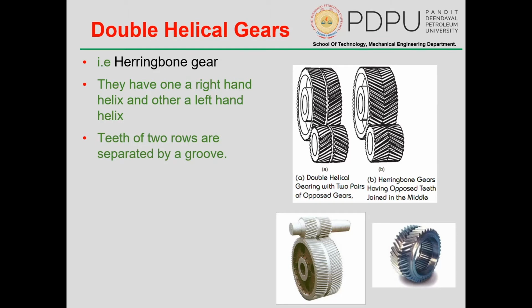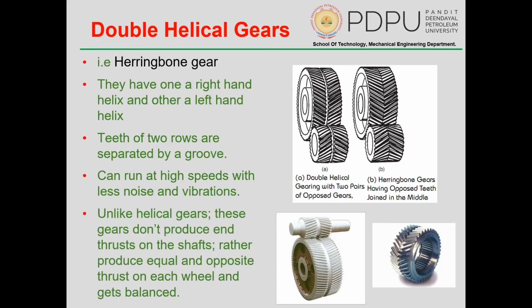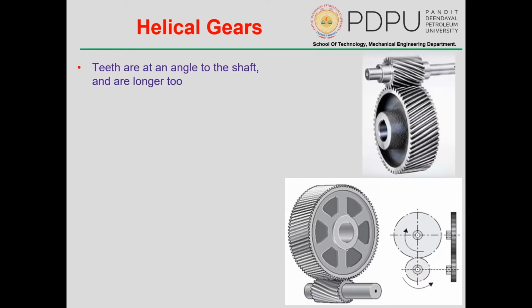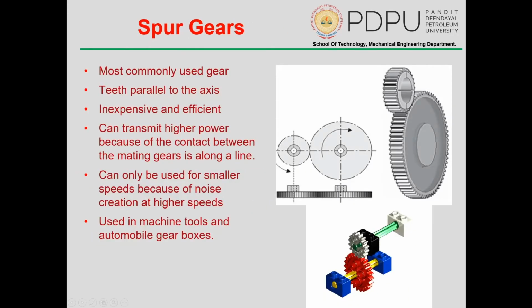The teeth of the two rows are separated by a groove. It may or may not be present depending upon the construction. Here we have two examples. They can run at high speeds with less noise and vibration. Unlike helical gears, these gears don't produce end thrust on the shaft, rather they produce equal and opposite thrust. To explain that, let me take you a little back. This is not a part of your syllabus, but I will explain.